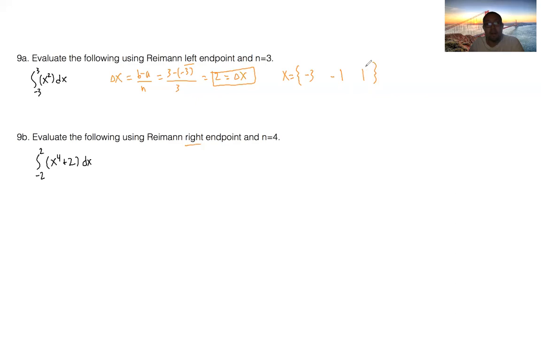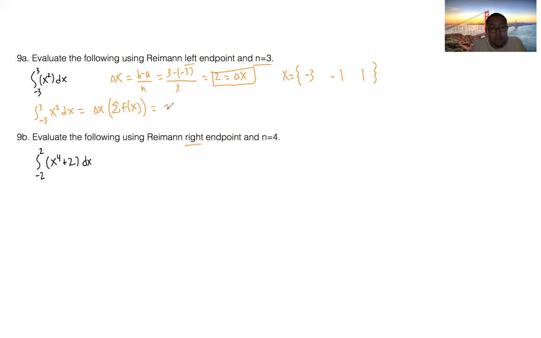So these are going to be our 3 subintervals because n is equal to 3. And so we're going to evaluate like this. So this interval, negative 3 to positive 3 of x squared dx, is going to be equal to our delta x value multiplied by our function evaluated at all of these points. And so that's going to look like this.